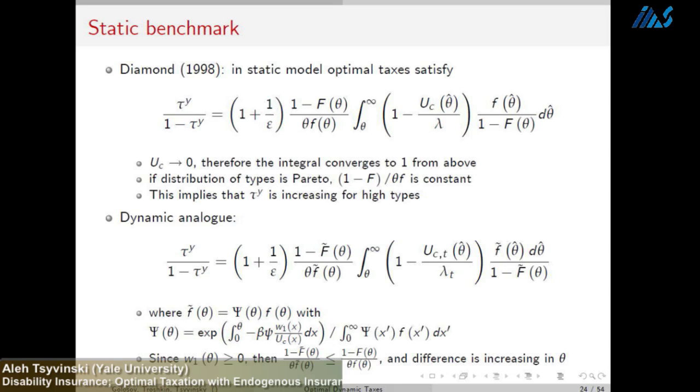The force of elasticity is always there. The more elastic labor is, the more costly it is to distort taxes. But in addition to that, think about the static case for a second. In the static case, if you had, say, linear taxes, for simplicity, then you would get a formula which will only have this in it with a little bit of modification. This is the basic deadweight loss of taxation. The more elastic labor is, the less you want to tax it.